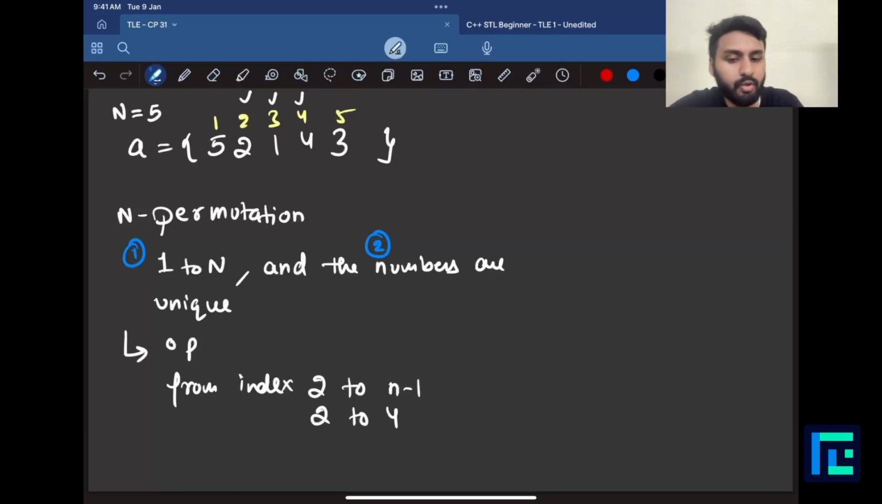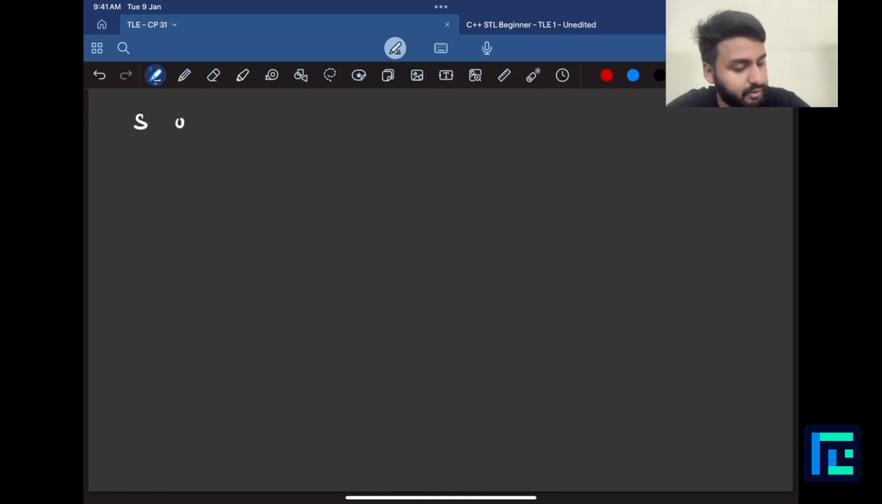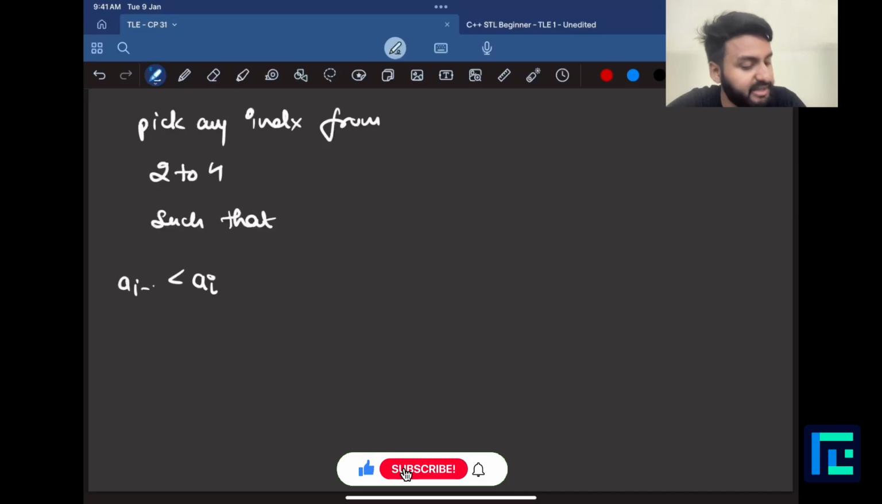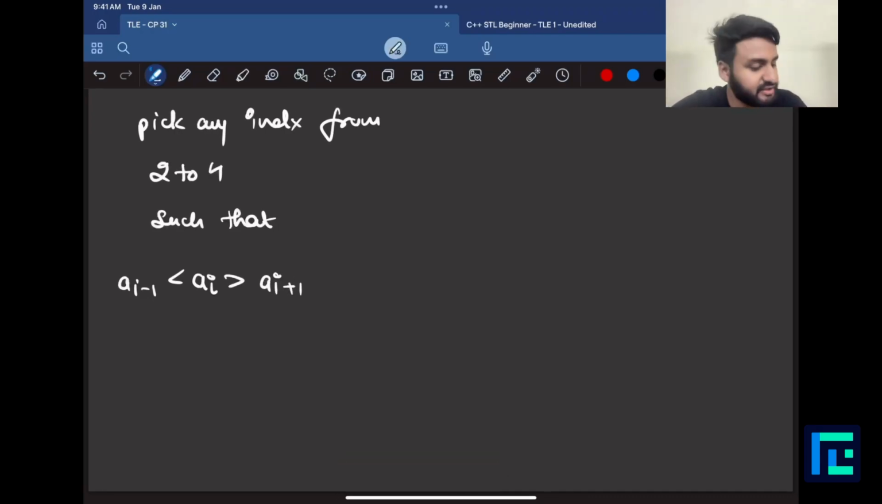For these 2 to 4 indexes, you can pick up any one index such that, so I'll take this to the next page, such that, so pick any index from, you will say 2 to 4 in this case because n was 5. Such that let's say I pick the ith index, some random ith index, then I'll say that a of I, that is the ith index's element, is greater than the element that falls previous to it, that is a of I minus 1, and it is simultaneously greater than the number that falls after it, that is a of I plus 1. Such that this is the main condition.